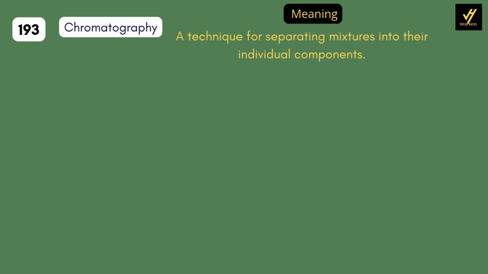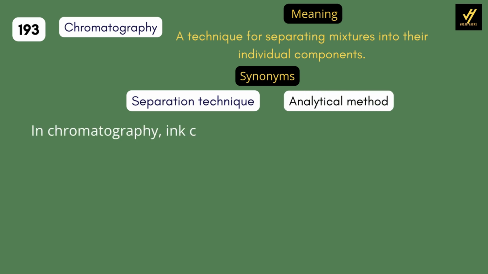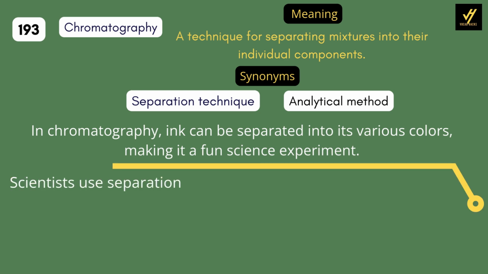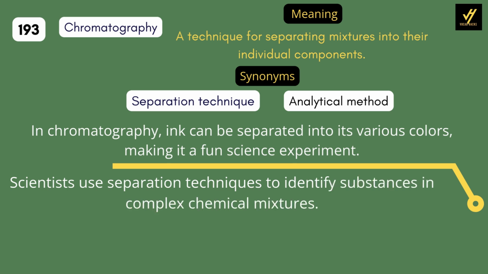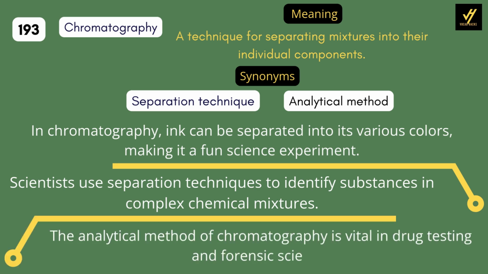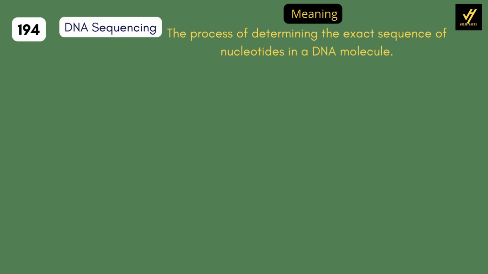Chromatography, a technique for separating mixtures into their individual components. Separation technique, analytical method. In chromatography, ink can be separated into its various colors, making it a fun science experiment. Scientists use separation techniques to identify substances in complex chemical mixtures. The analytical method of chromatography is vital in drug testing and forensic science.